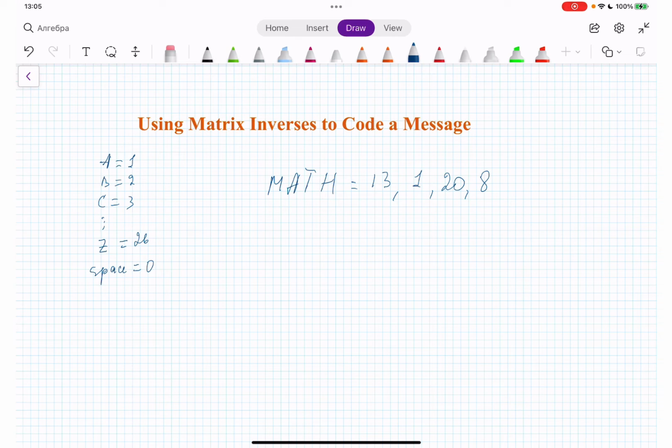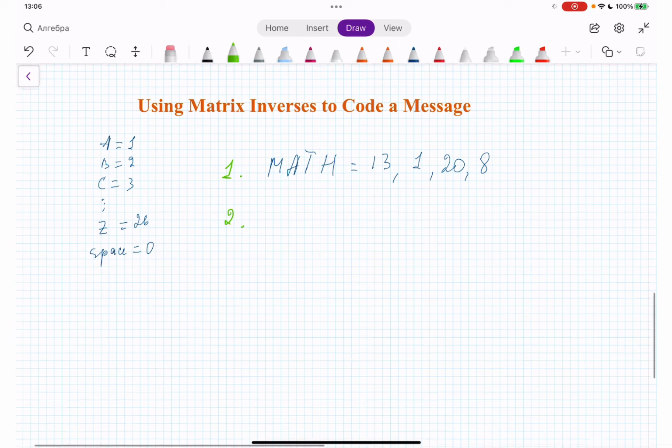So, first step, let's work now. The first step is to write down the word numerically. We completed this. Yes? The word math we wrote down in the numerical format. Next, we need to represent these numbers in the format of a matrix. Since we have 4 numbers, we are using a 2 by 2 matrix.